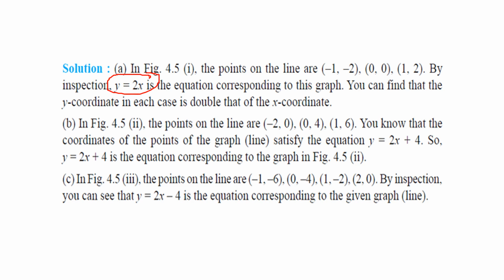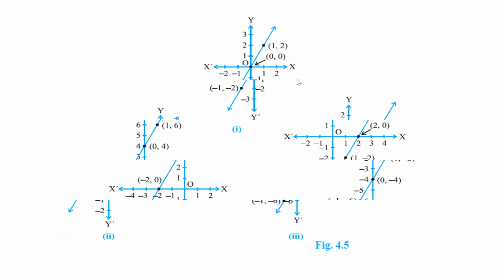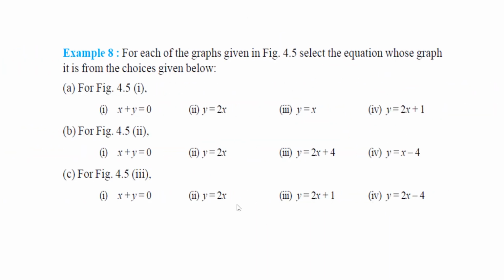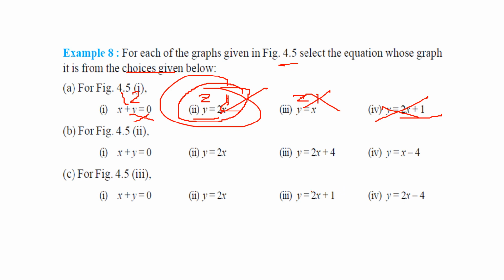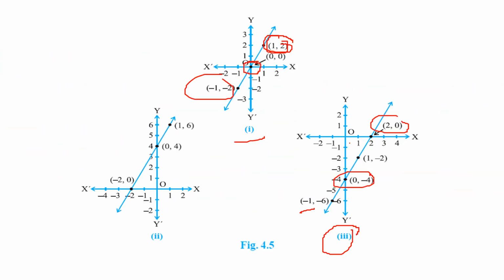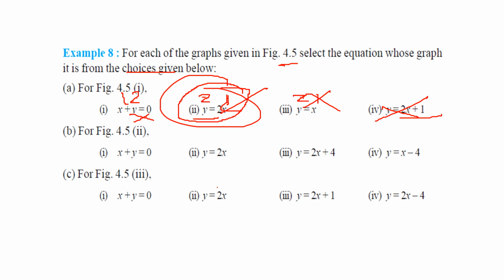Similarly, we can take one more example like this, the third one. The third one is passing through minus 1, minus 6, 0, minus 4 and 2, 0. Now we see that this is not passing through the origin. When it is not passing through the origin, this will not be a solution. So we are only left with these three.